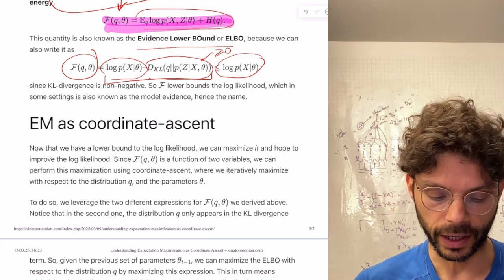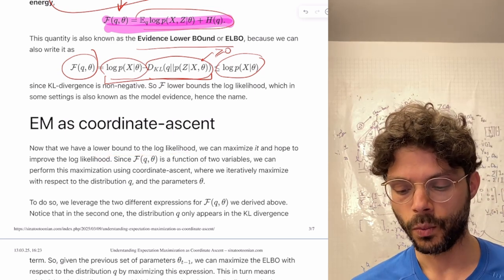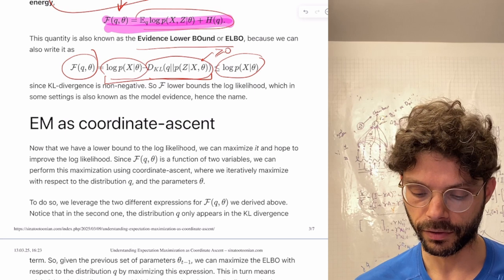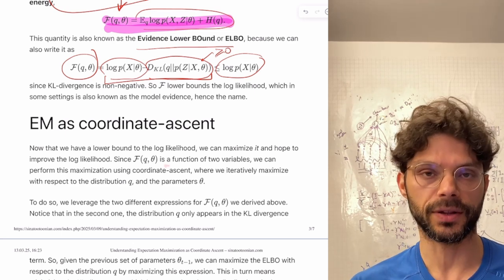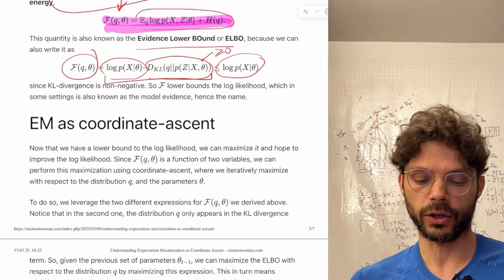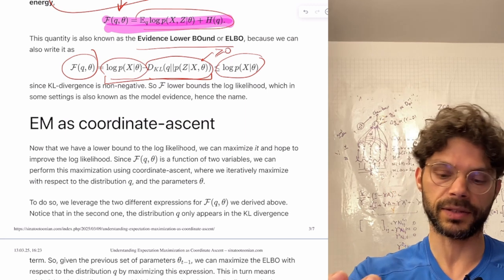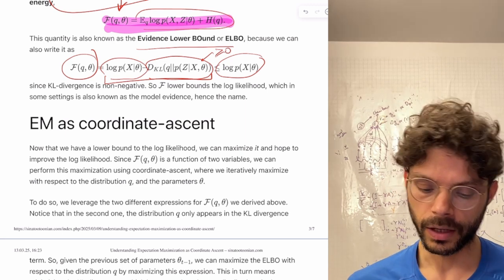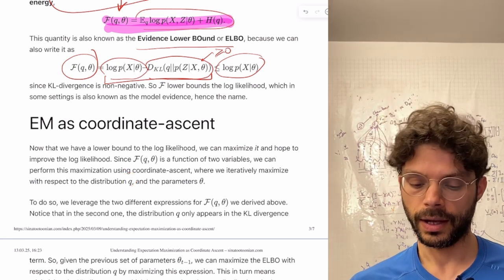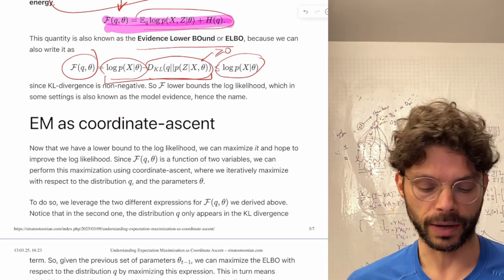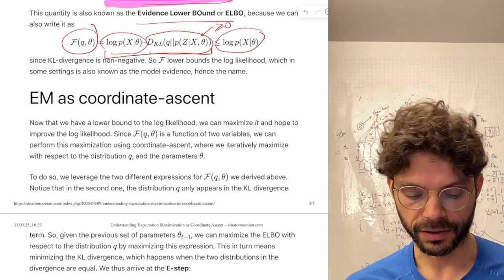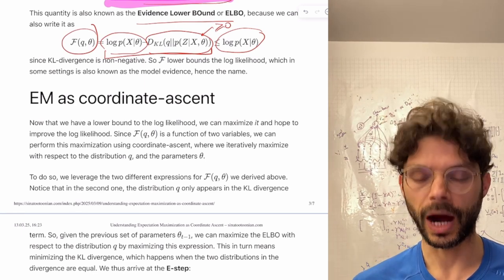Now we've got a lower bound to the log likelihood. We can maximize it and hope to improve the log likelihood that we're after. But now F, this ELBO, is a function of two variables, so we can perform this maximization using coordinate descent, going up on one, then maximizing the other, and hopefully we get to a good place. Notice that it's actually a function of a distribution, so q is a distribution, and theta is our normal parameter. So they're different types of things, but that's fine.